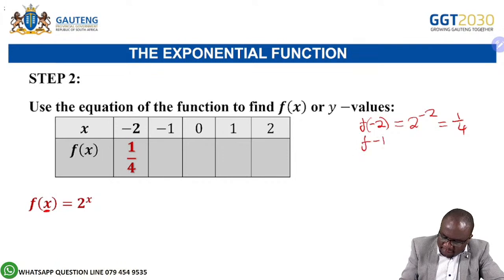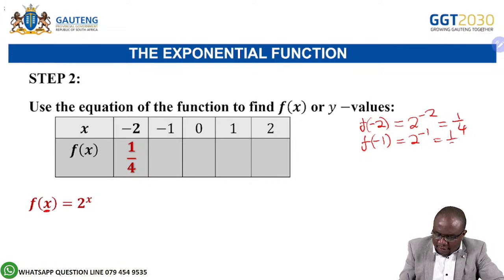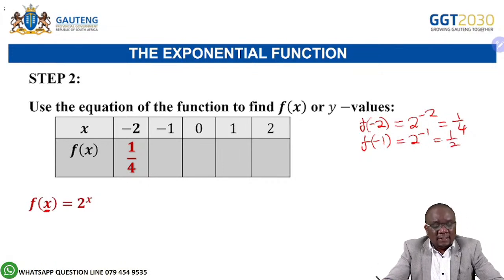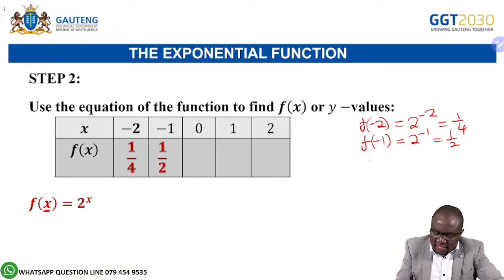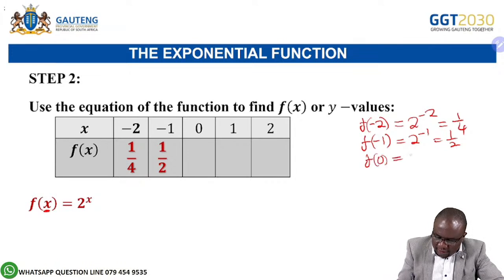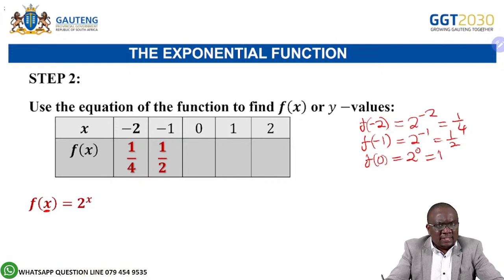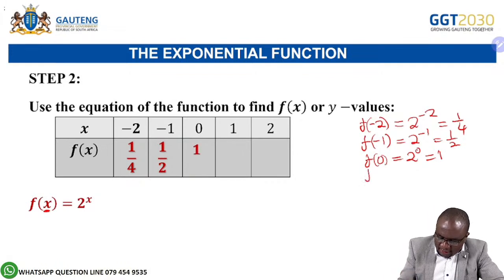F of -1, it becomes 2 to the power -1. What do we get? 1/2. You see that? Put it on the table there. That's your output value. And then we have f of 0. When x is 0, it goes 2 to the power 0. What is it? 2 to the power 0 is 1. Okay, you see that?